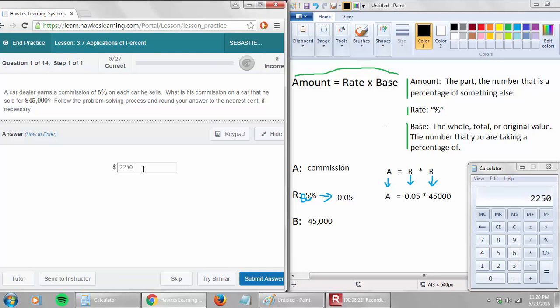I'm going to double check that the thing that they're asking for is what I'm telling them. So what is his commission? That's what the question says. And commission was my amount, and I solved for the amount. So that should be correct. I'm going to go ahead and submit the answer.